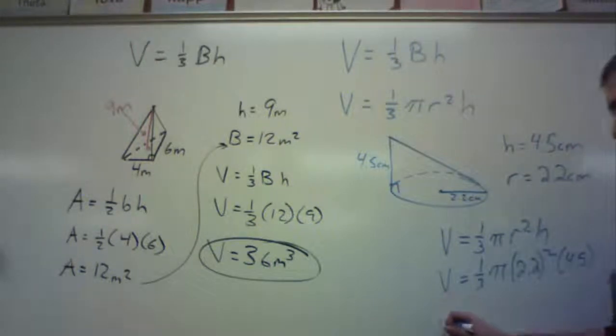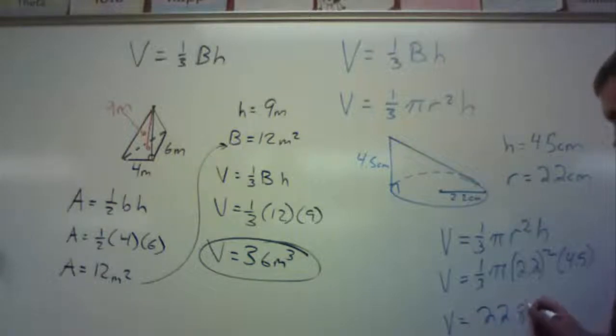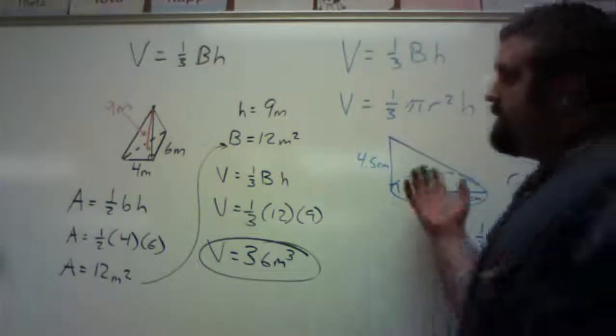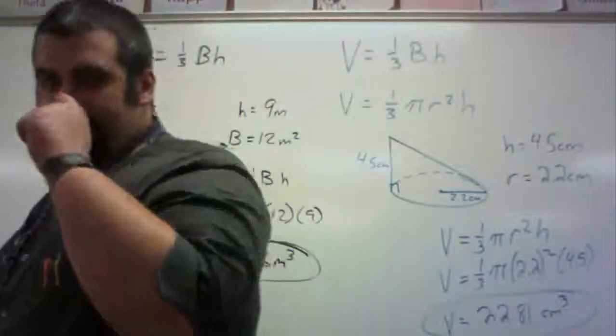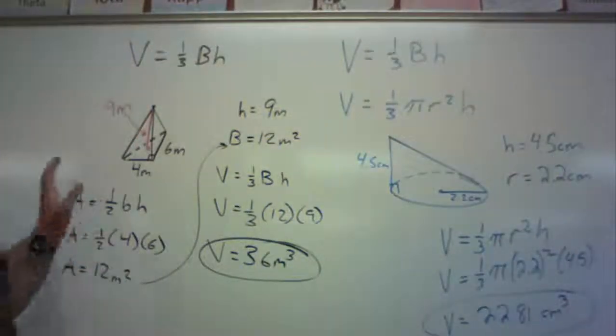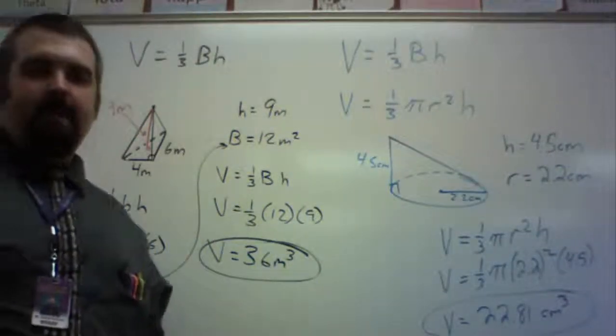Yeah. So the volume, and because it's a decimal, I'm probably just going to punch this into my calculator here. And when I punch it all in, I get 22.81 centimeters cubed. And there we go. That's how I find the volume of my cone, and how I find the volume of my pyramid. For pyramids, it's a little bit tougher because we first have to find the base area, but it honestly isn't too bad.